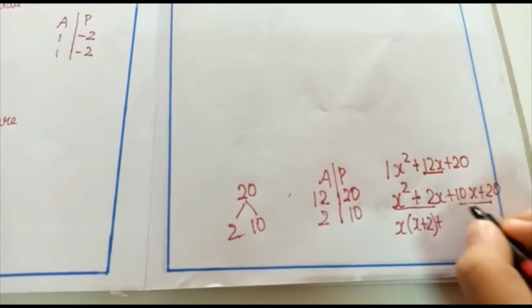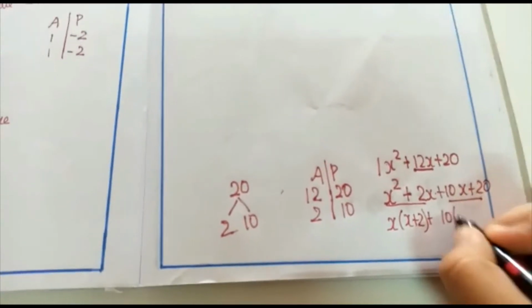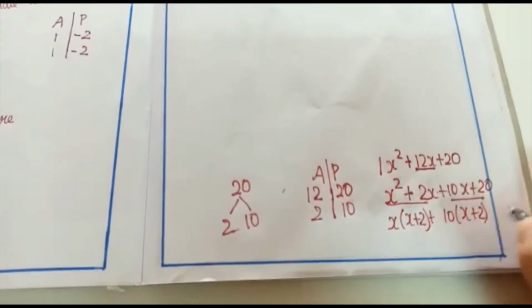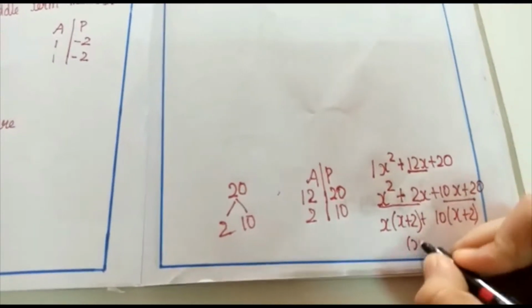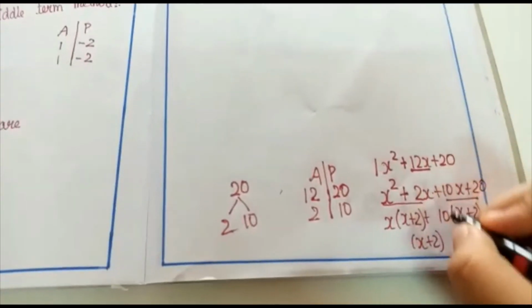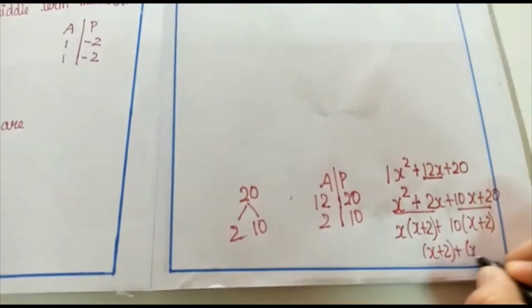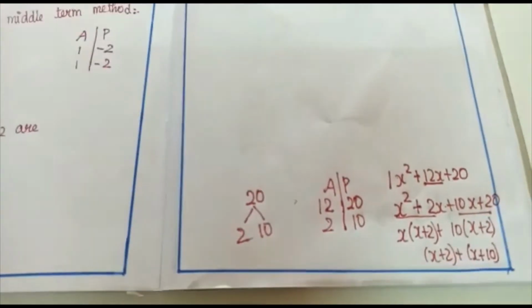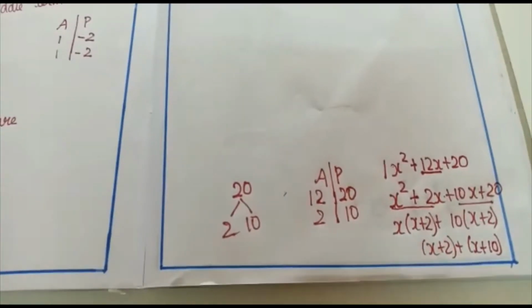Positive sign, common is 10. Left over x plus 2. Common x plus 2. So x plus 2, 1 we write together as 1 and x plus 10. This is the way to find out the factors using the middle term.